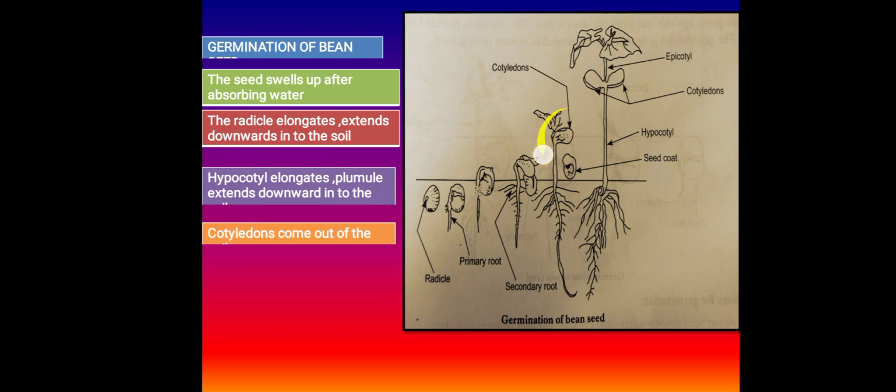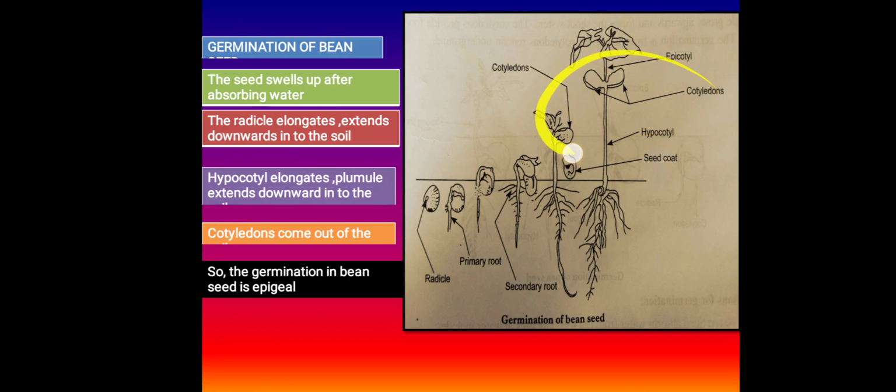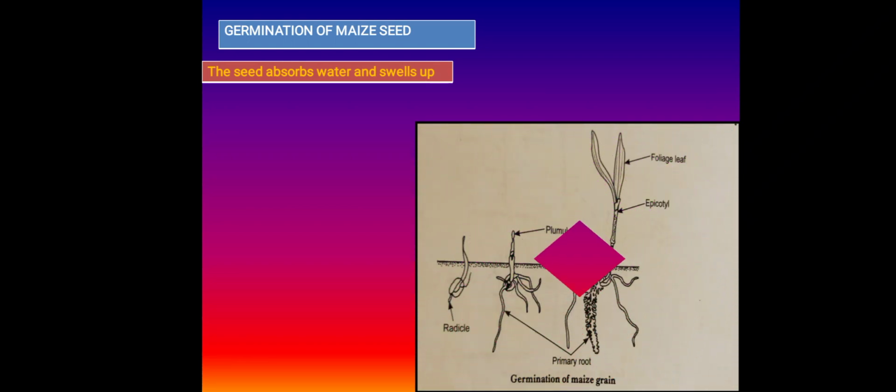Cotyledons come out. The cotyledons come out of the soil. So the germination in bean seed is epigeal germination. Next is germination of maize seed. The seed absorbs water and swells up.